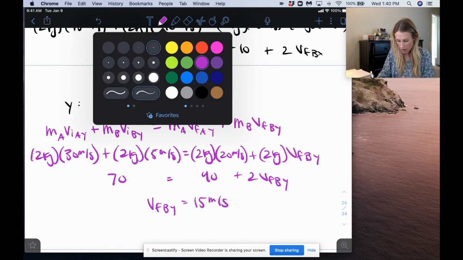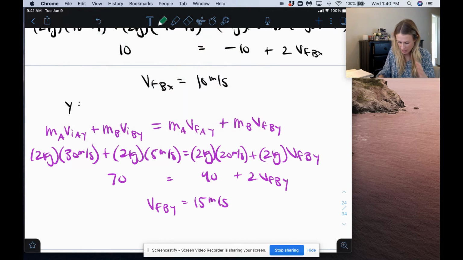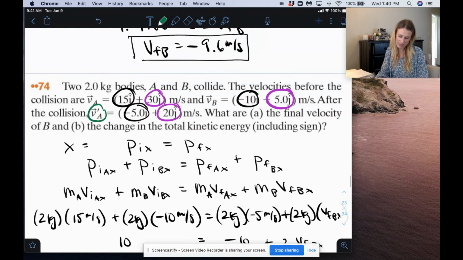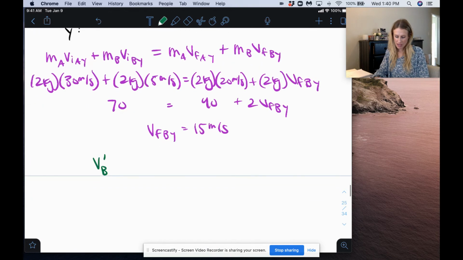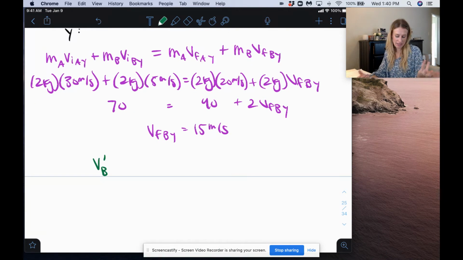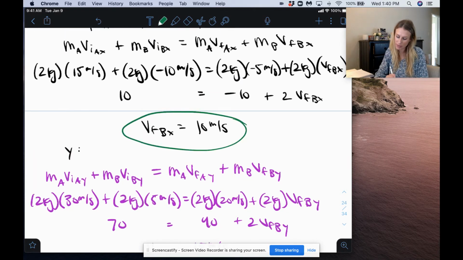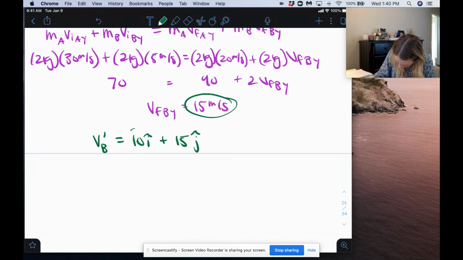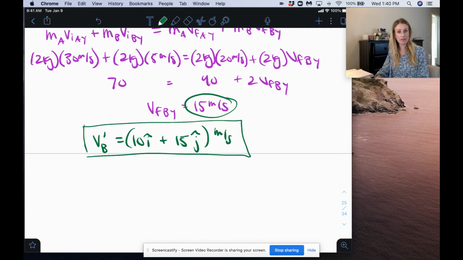So our final velocity of B, and the prime is how they used this to denote that, that was the final velocity of A. You can also write V final B, whatever you want to do, is equal to our X component of the velocity, which is 10. So 10 i hat, plus our Y component, which is 15 j hat, meters per second. So there's our answer for the final velocity of B.